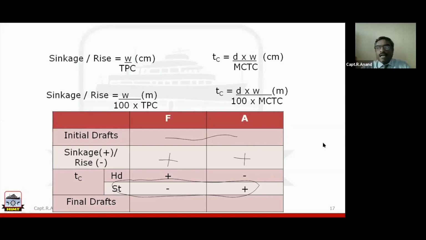Now, to understand this better, if we go through a worked out example, it will be much easier for you. Let's go to that worked out example. In case you have a doubt later, we can come back to this. But as of now, for better understanding, let's see a worked out example.